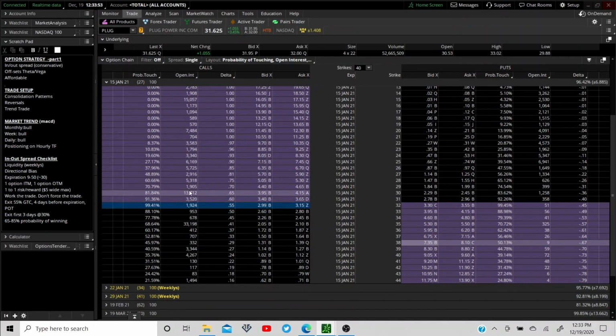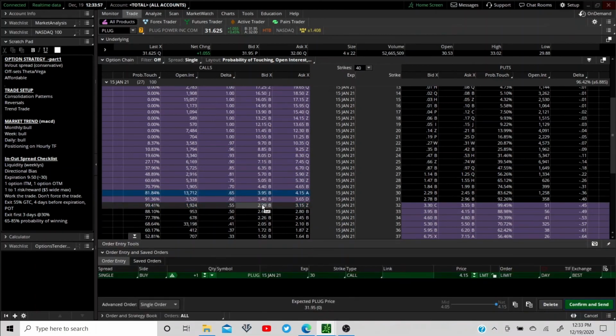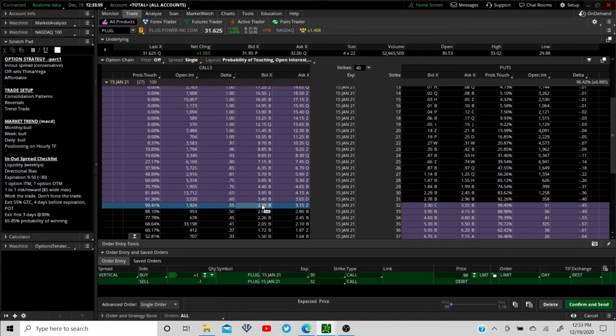All right, so when we're setting the trade, going in the 30, selling the 32, we want to work the trade. Now, working the trade, you want to do this for every trade strategy.